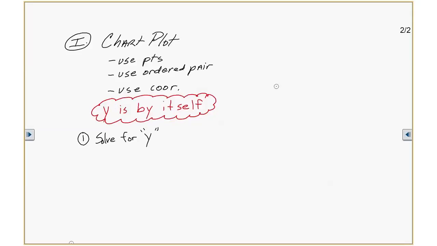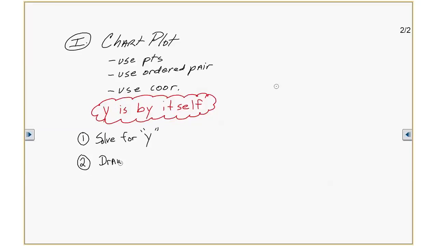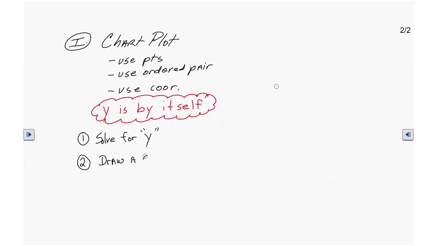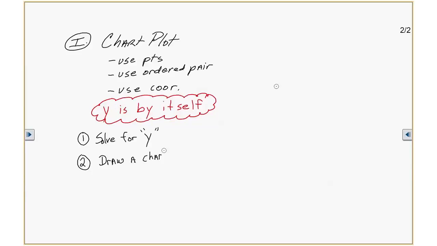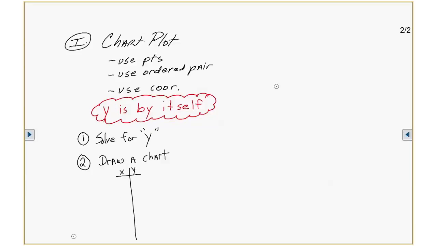Okay? First thing you do is solve for y. Second thing you do is draw a chart. I call it a chart. You call it what you want to. And when I put the chart up here, you're going to say, oh yeah, I did that back in pre-algebra. Draw a chart.